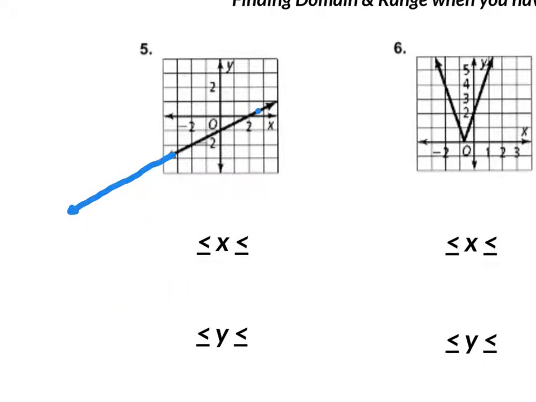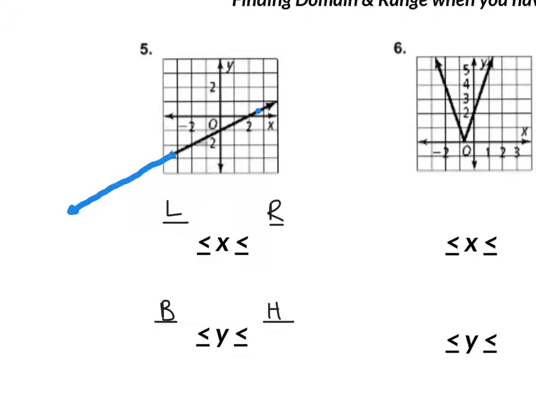So for the domain, I want to know how far left. This will be left. This will be how far right. This will be the bottom of it. How low does it go? How high does it go?